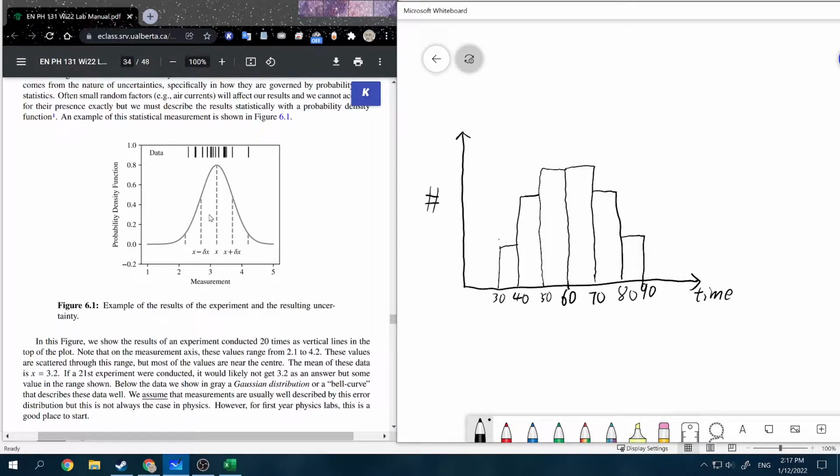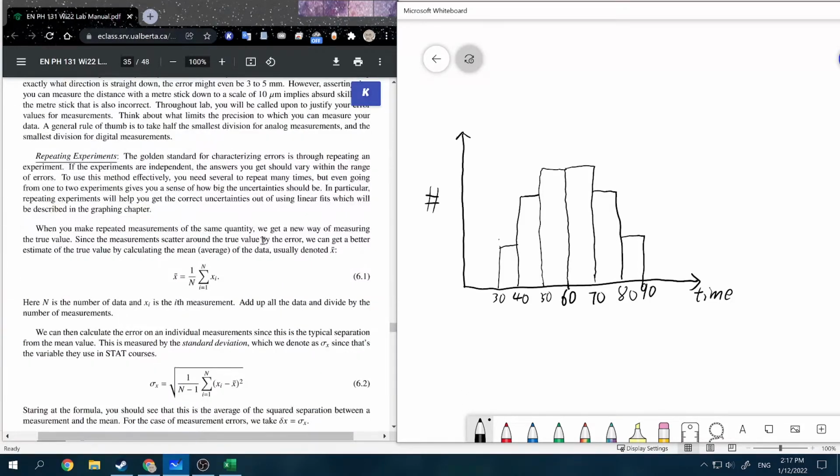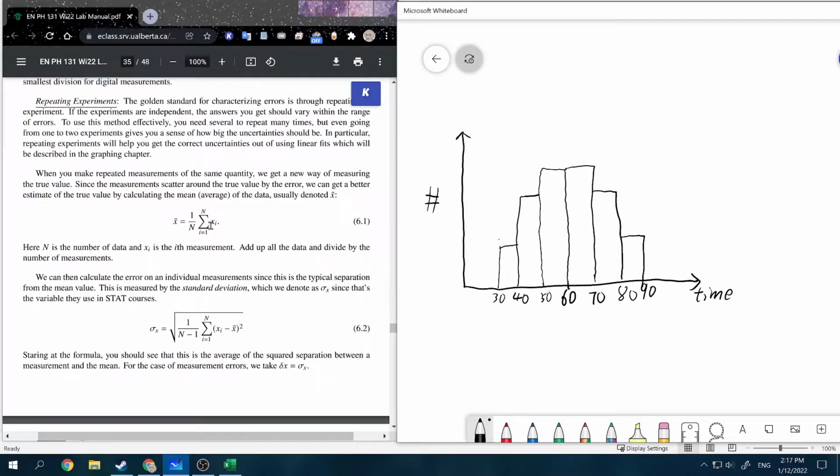Actually, there's a formula for this. Let's say, for example, a student finishes at 55 minutes, then that's xi equals 55, and I just sum up xi for every single student and divide by the number of all the students. And I say that my average x bar, or the mean, equals 60 minutes, which is my average.